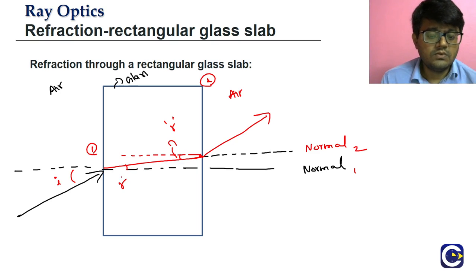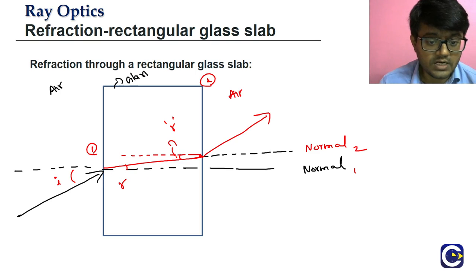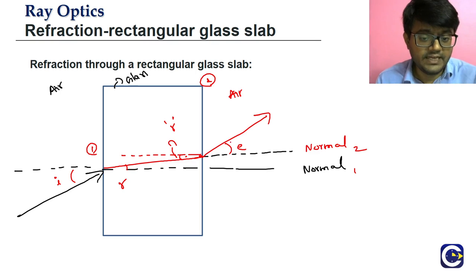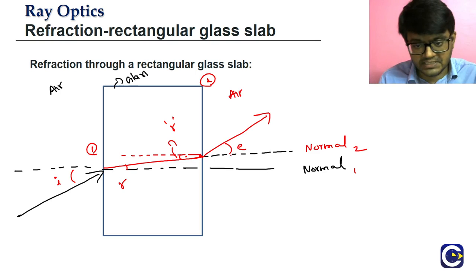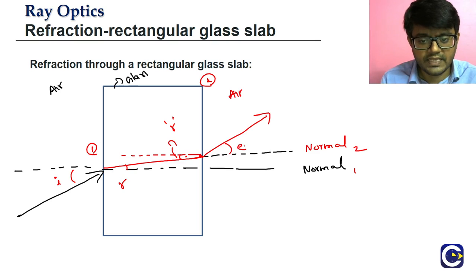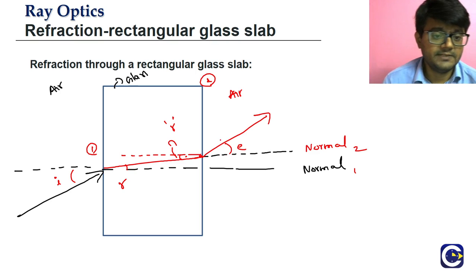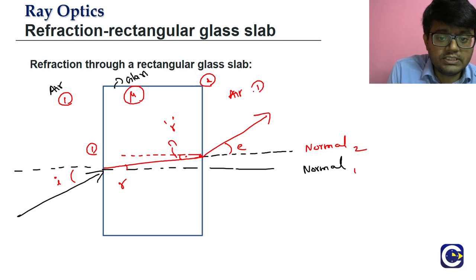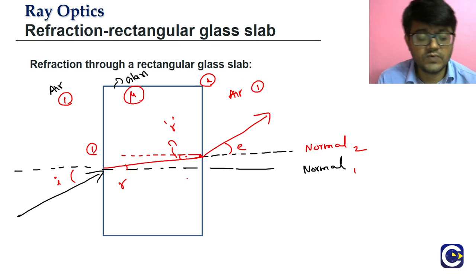What do we call them? We call them alternate interior angles, so alternate interior angles will be the same. Here if this angle is R and let us say this angle over here is E, the final angle with which the ray is emerging, that's why we call it the angle of emergence, represented by the symbol E. Now we know that the refractive index of air is 1, and glass, let us say, is mu. This side also we have air, so the refractive index is 1.